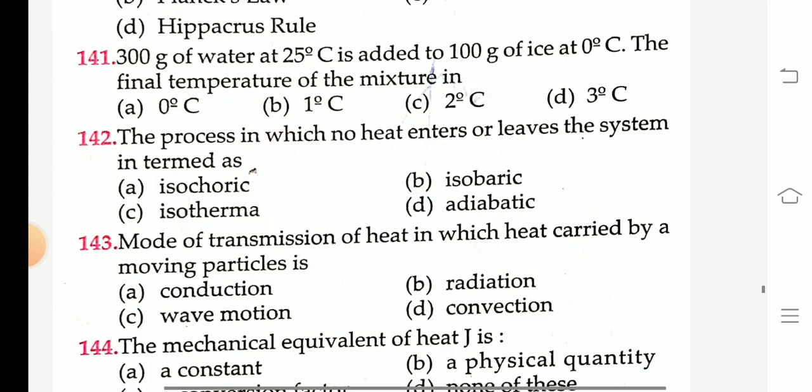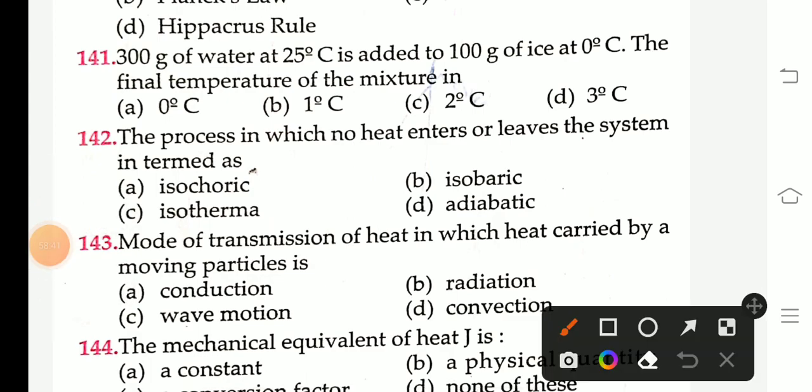Next, 300 gram of water at 25 degrees Celsius is added to 100 gram of ice at 0 degrees Celsius. The final temperature of the mixture is. Right answer will be option A, 0 degrees Celsius.